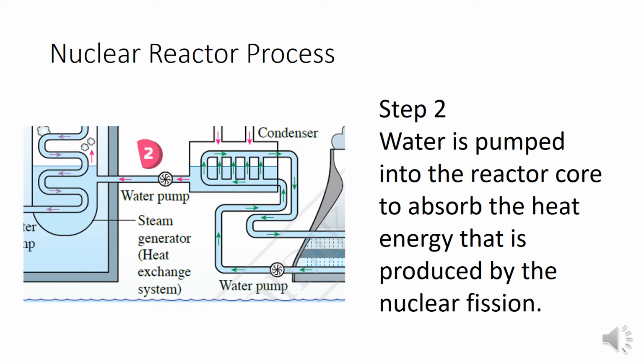For the next process, in step 2, water is pumped into the reactor core to absorb the heat energy that is produced by the nuclear fission. This is important because the water will cool down the reactor core, and we will avoid the reactor overheating.